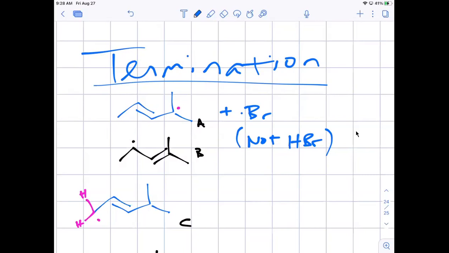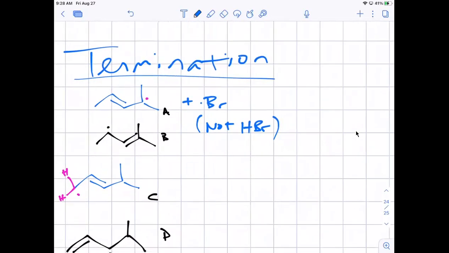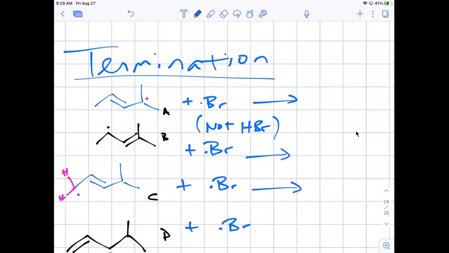Any other questions about that? So I need those bromines to come in, not HBr, and terminate my radical. So each one of these is going to react with a bromine. All right. This is where my products are coming from. And that's why the reaction is called allylic bromination, because I'm brominating the allylic site.